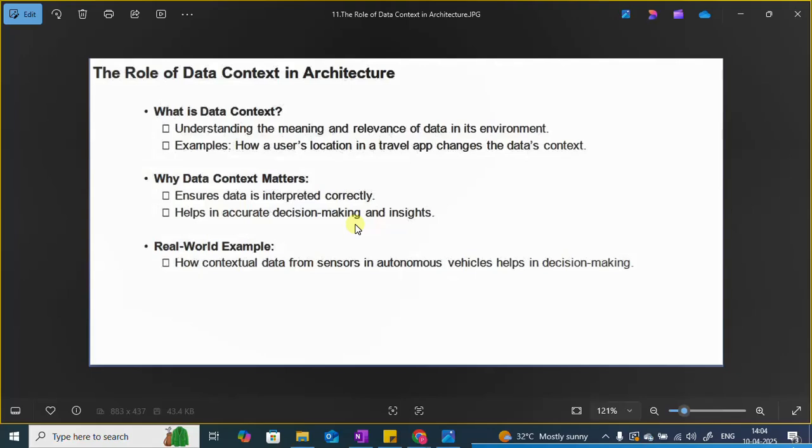A real-world example is how contextual data from sensors in an autonomous vehicle helps in decision making. Nowadays self-driving cars are coming into the picture, developed on top of deep learning techniques altogether. That's how the technologies are emerging.